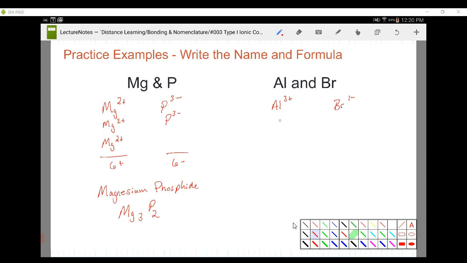For aluminum and bromine, I have a positive 3. I can get to a negative 3 by getting 3 of these bromine ions. So the formula unit is going to be AlBr3. And cation name is unchanged, aluminum. Anion ends in IDE, so aluminum bromide.